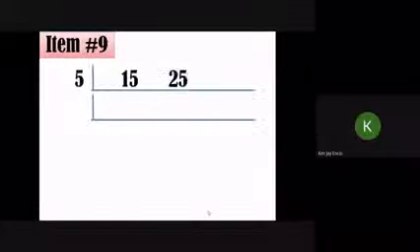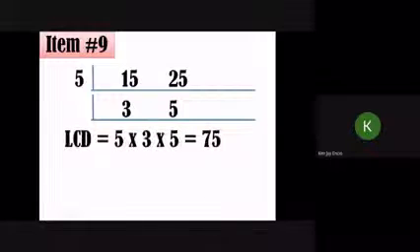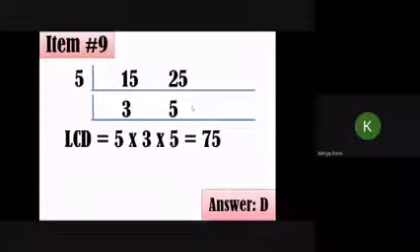That's why in my case, I employed again continuous division method. They are both divisible by 5. You have there 3 and 5. 3 and 5 could no longer be operated in this case, except 1, of course, but never mind. So just multiply this 5, 3, and 5, which will give you 75. Therefore, your LCD is 75. Letter D. Thank you.